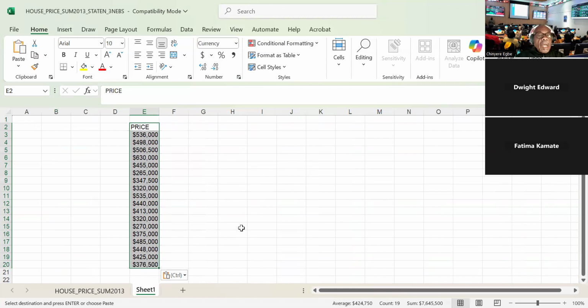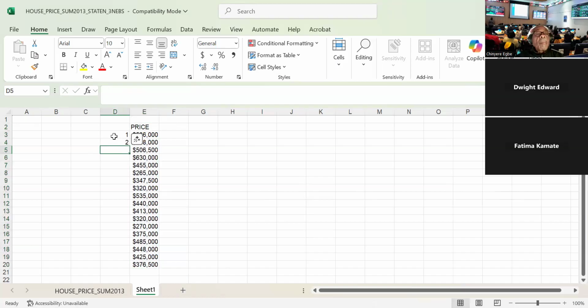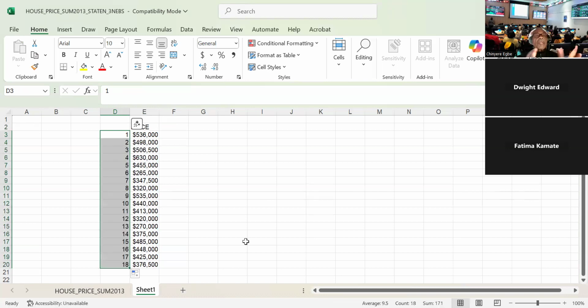A simple average is simply you add, you get the sum of the listed data, and then you get an average by simply dividing by the number of observations. So let me see if I can get the number of observations here. Okay, so we have 18 observations. So what is the average price per house?